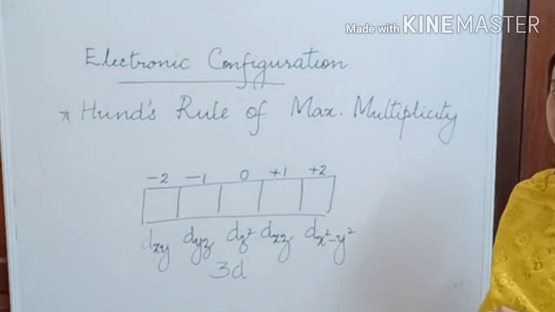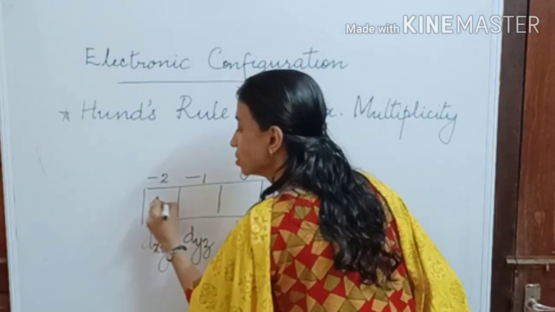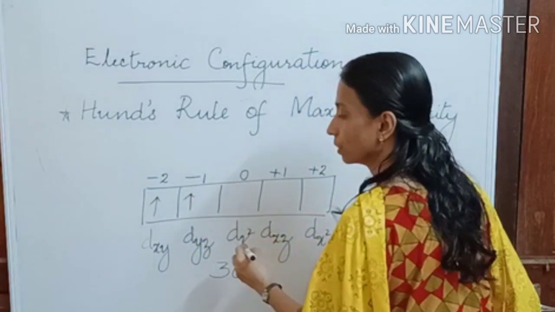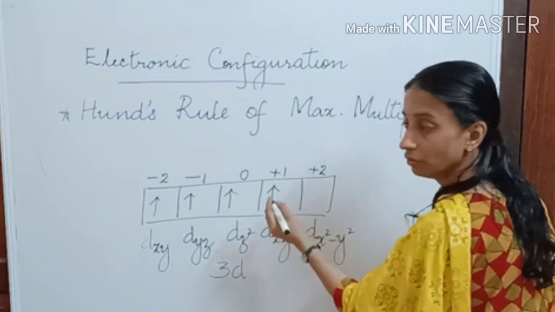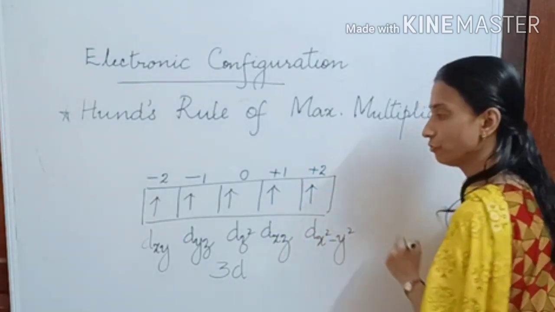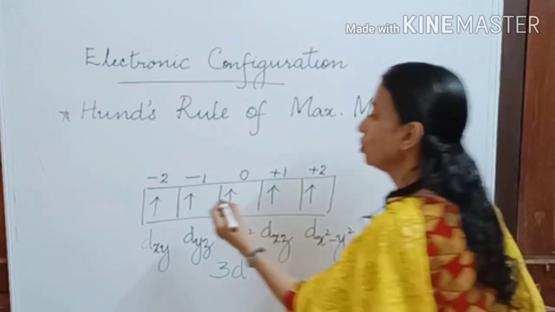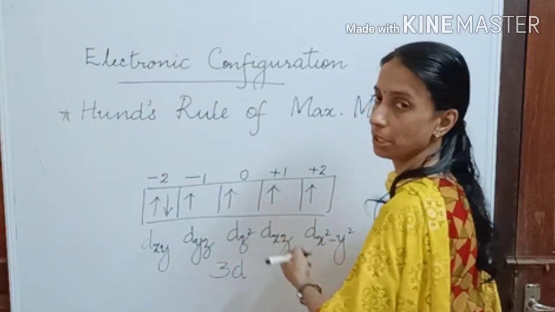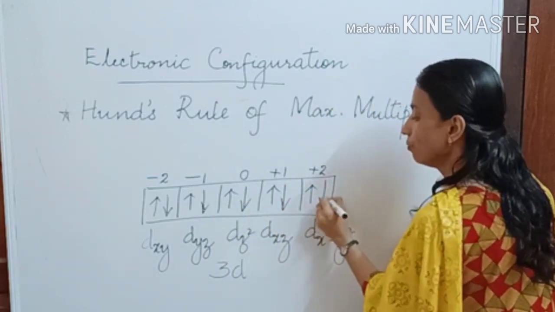Now how does the filling up occur here? The first electron in the d orbital will evidently enter the first box. Then the next electron will enter the next orbital, followed by the third one in the next. The fourth one will enter the fourth orbital. The fifth one will enter the fifth one, and the sixth one will go for pairing. So the sixth electron will enter for pairing up in the first orbital. Then it will be followed in this regular manner and then filling up occurs.